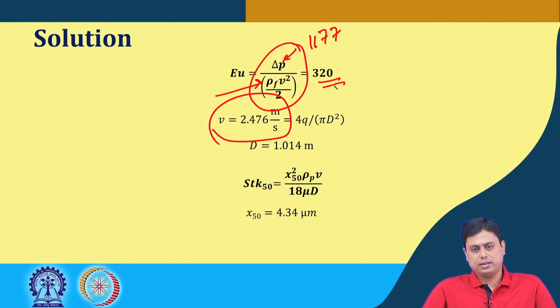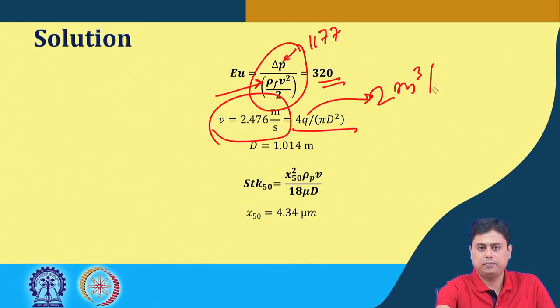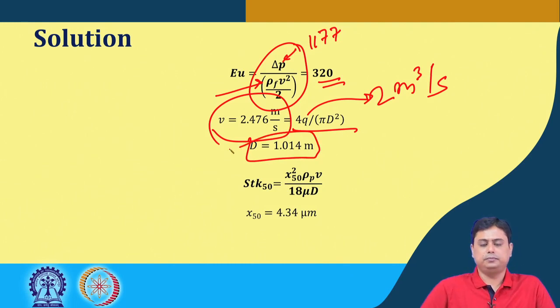Now, again, the characteristic velocity is the flow rate divided by pi d square by 4, which is Q by pi d square by 4, which means 4Q divided by pi d square. In this case the desired flow rate is also mentioned. The Q value is given, which is 2 meter cube per second. Which means we can find out what is the diameter that is required. Now we have calculated the diameter of the desired cyclone separator.